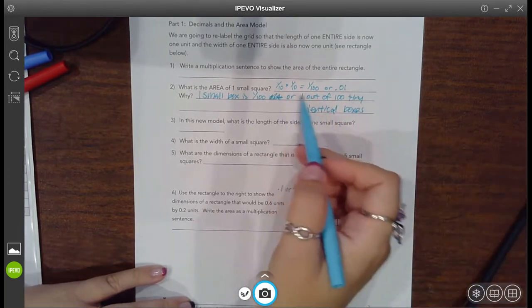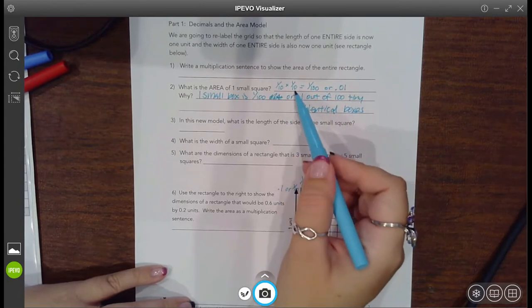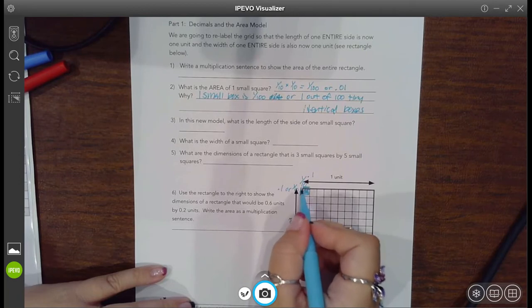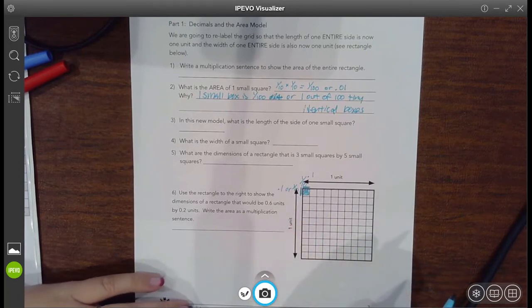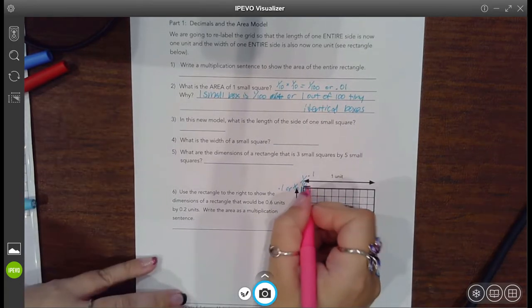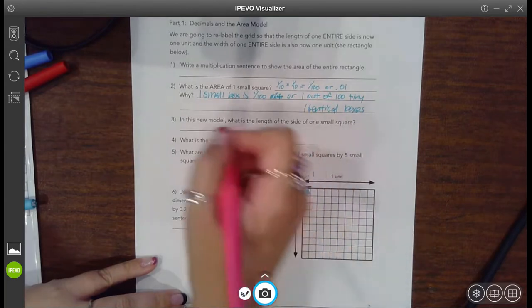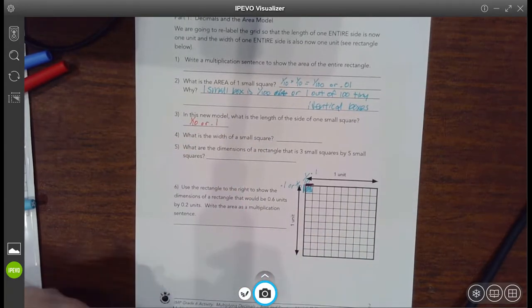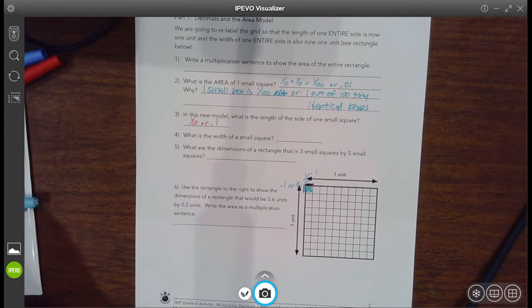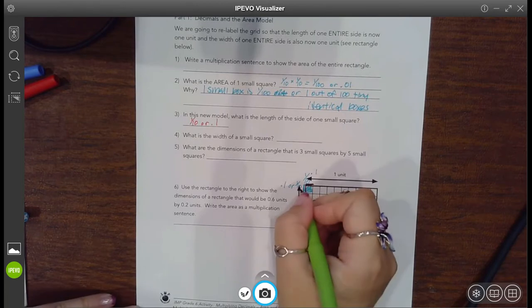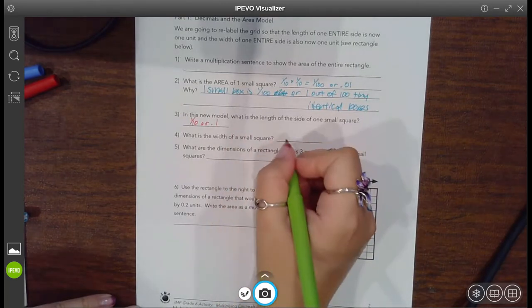Or also we could have taken the math part up here. 1/10 times 1/10 is 1/100th, because length times width, this is 1/10, this is 1/10. So in this new model, what's the length of one side? Well, we just established that. The length is 1/10, or 0.1. And the width, we established that too, is equal to 1/10 as well. Okay.